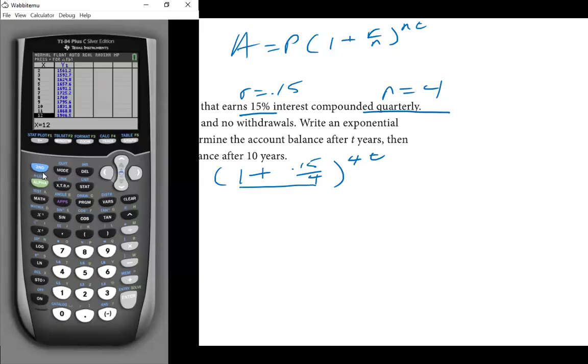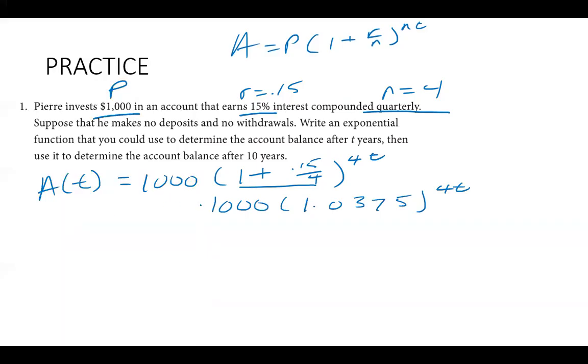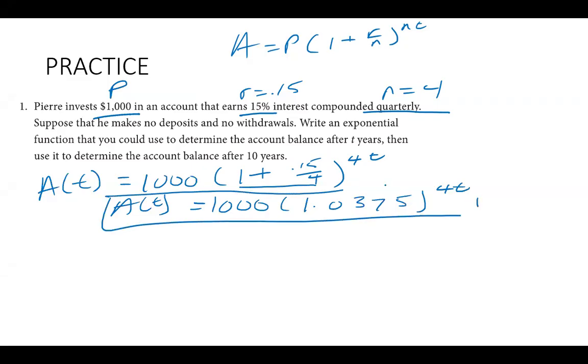So if it's expecting you to have your simplified model, then you would just have 1 plus 0.15 divided by 4. And that's what the middle would be. So when I would rewrite this, it would be 1,000 times 1.0375 to the 4t. Does that make sense? Okay. So if you're like, I don't see that as a multiple choice answer, well, it just went ahead and simplified it for you. Okay. So this is my function model, simplified.